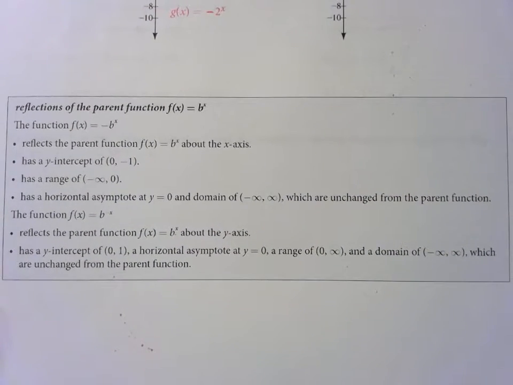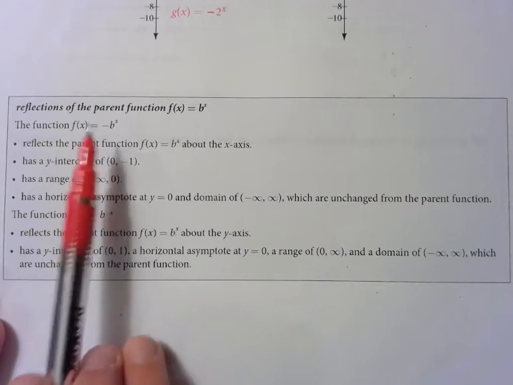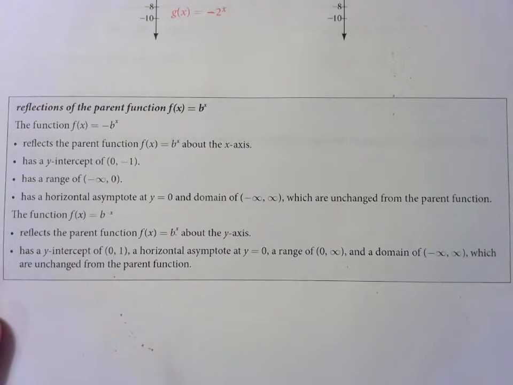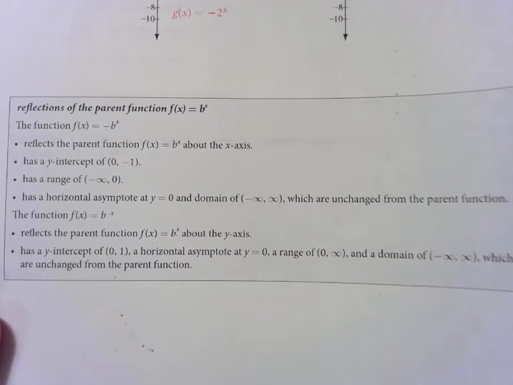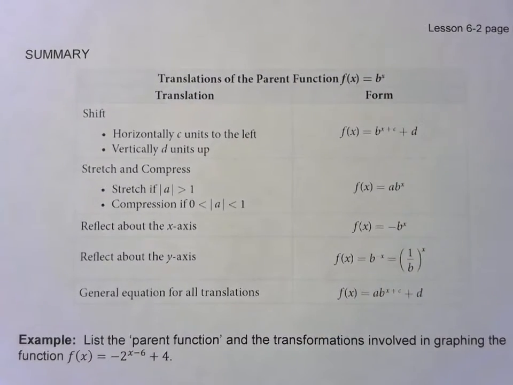This table shows you all of the things that can happen with these negative exponents. Okay, so it just summarizes everything that I just told you. So let's look at the next page. There is a table for you that summarizes all of the transformations. So you want to keep this one handy.